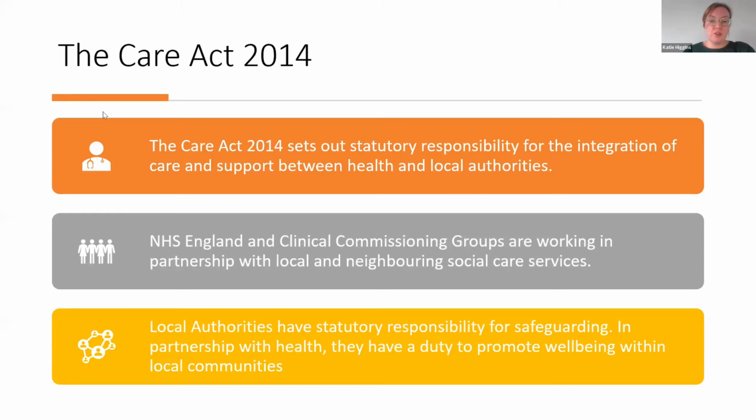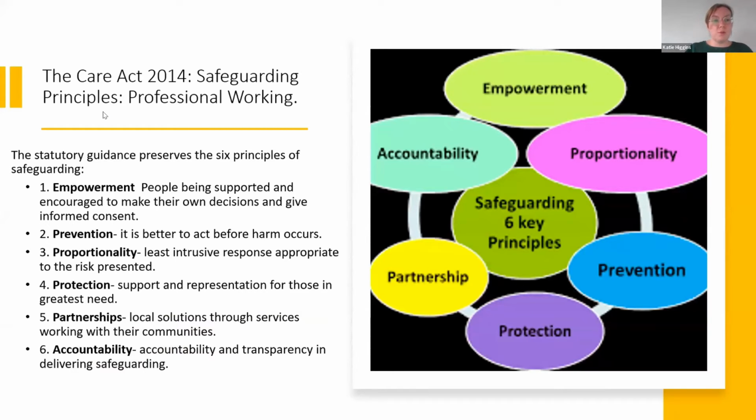Local authorities have a statutory requirement for safeguarding in partnership with health, and they have a duty to promote wellbeing within the local communities. So your local authorities, social services have that statutory responsibility for safeguarding our adults. So the Care Act of 2014 also set out 6 principles for professional working in relation to safeguarding. And these 6 principles that we should be encompassing in our practice are things like empowerment, so supporting people to make their own decisions and supporting people to give informed consent. Prevention, for us all to act before harm actually occurs. Proportionality, so the least intrusive response appropriate to the risk presented.